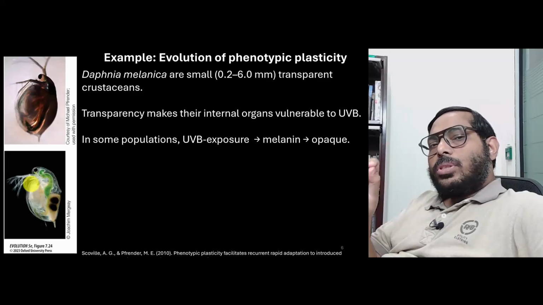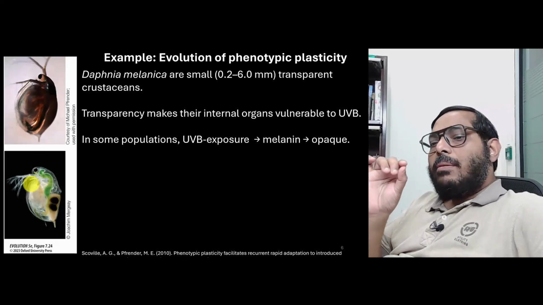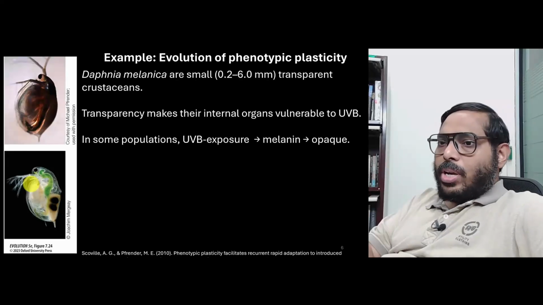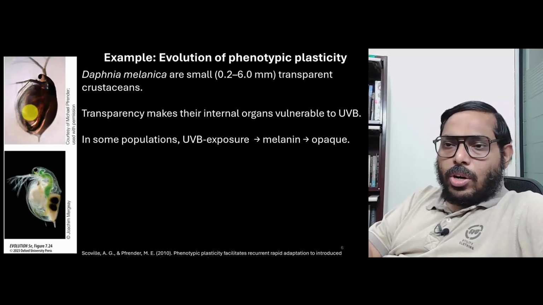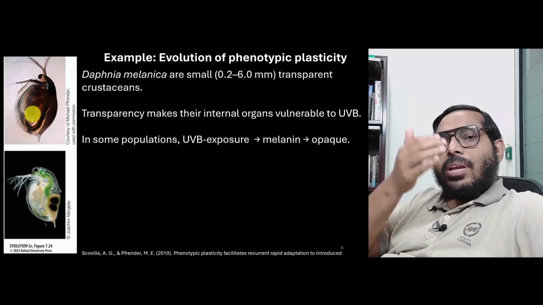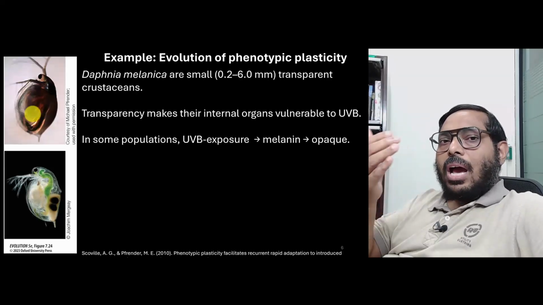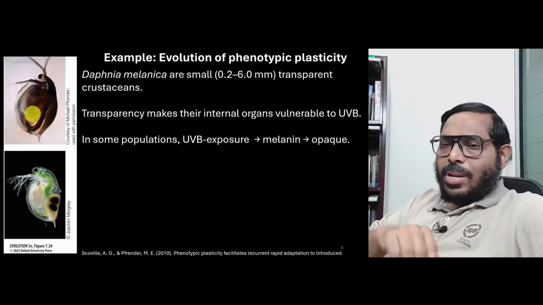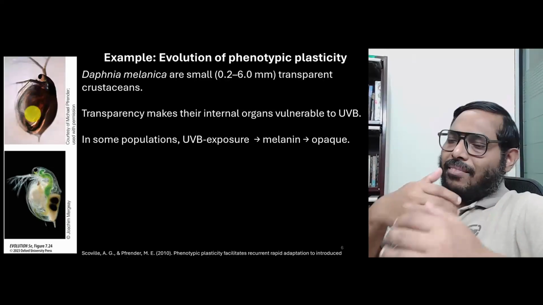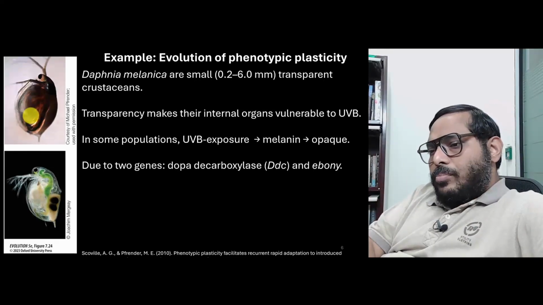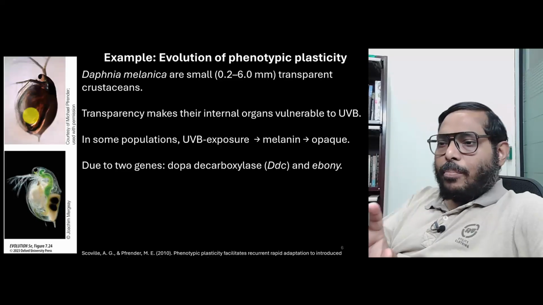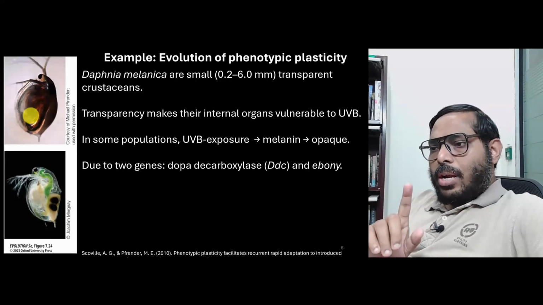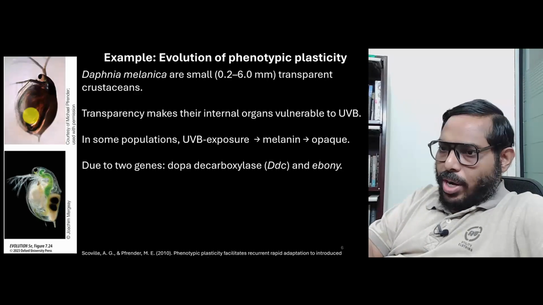when you expose them to UVB, then they produce this dark pigment called melanin. And the moment you have melanin, this is what I am showing you here on top, the Daphnia becomes opaque, it becomes dark in color, and now the UVB cannot penetrate. I mean, this is the same thing that is happening on our skin, right. Now, this phenomenon happens because of the action of two genes. One is called dopa decarboxylase and the other is called ABODY.